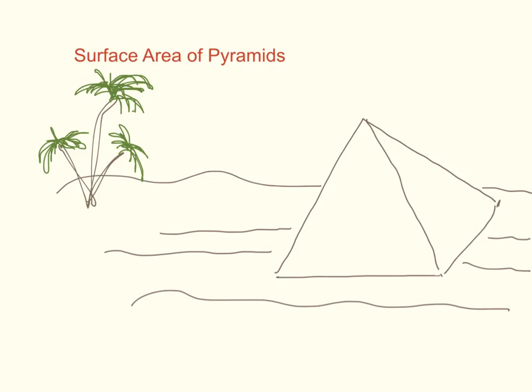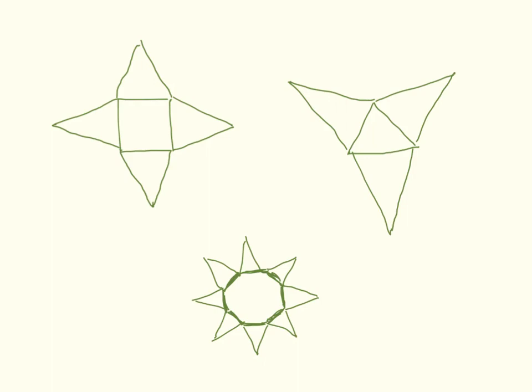All right, our last quick lesson is on surface area of pyramids, just like in Egypt. So let's look at what a pyramid really means. It can have different kinds of bases, but it will never have parallel sides. As you can see, the first one has a square as the base. The second one has an equilateral triangle at the base, and the last one has an octagon as the base.